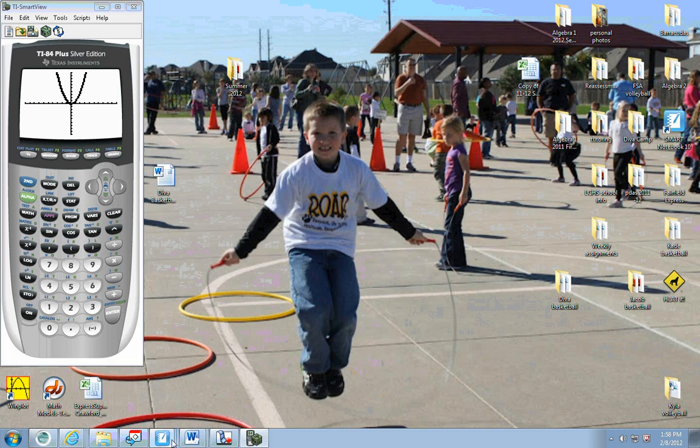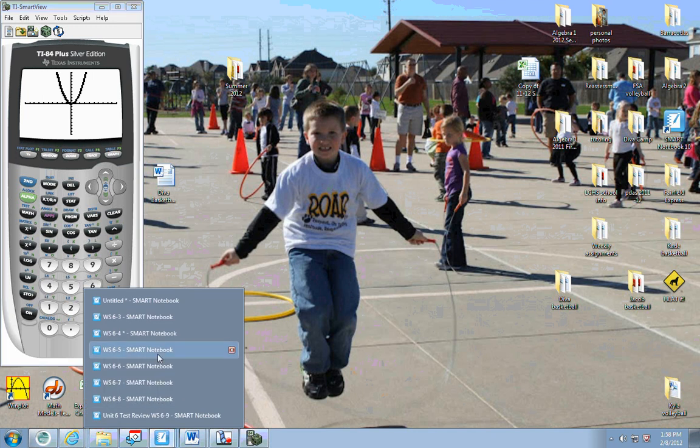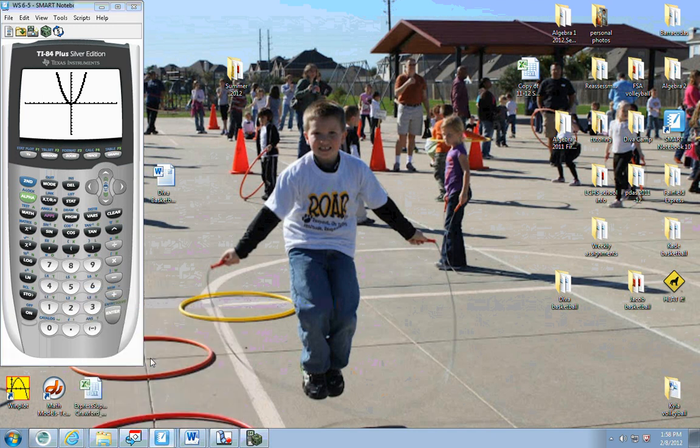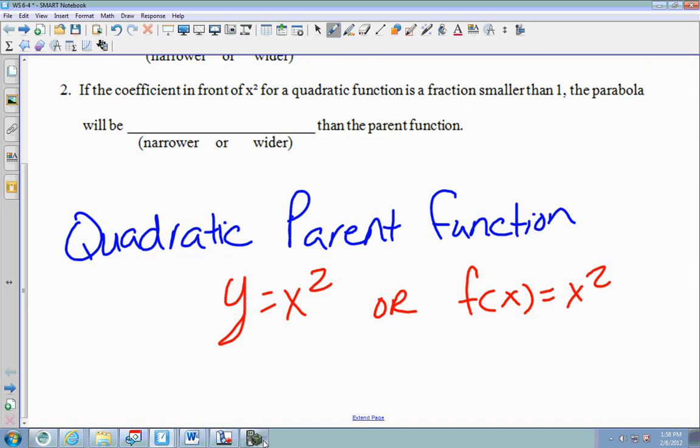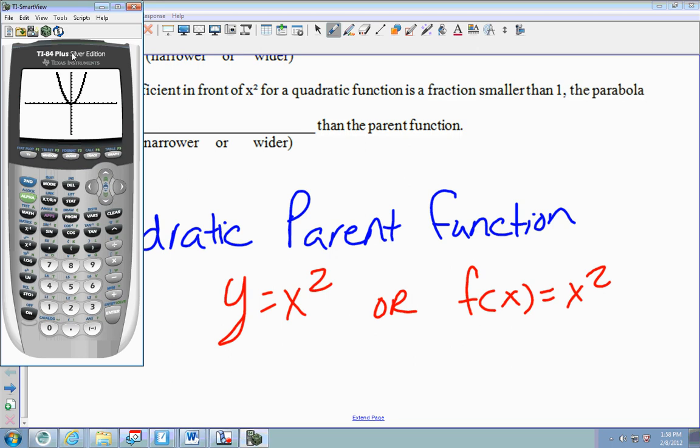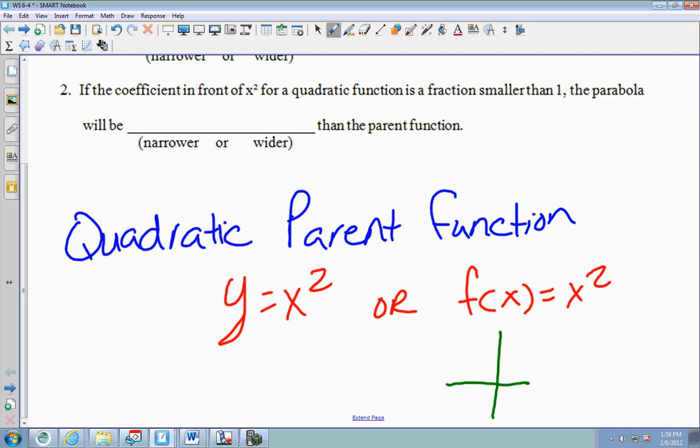Okay, let's see if I can find my paper again. Maybe this is 6-4. There we go. Okay, so there's a linear parent function. This U-shaped thing right here, we don't say U-shaped thing. It is called a parabola.